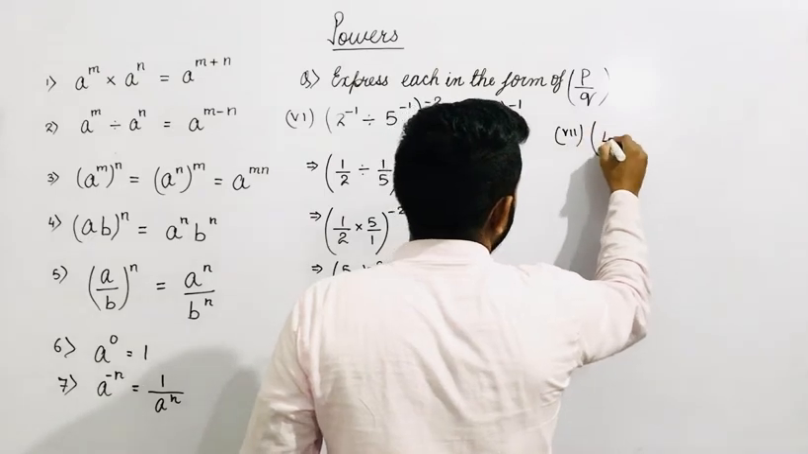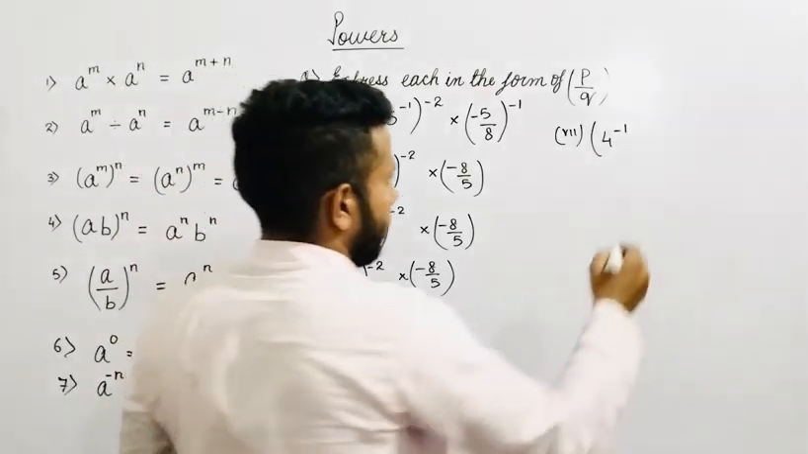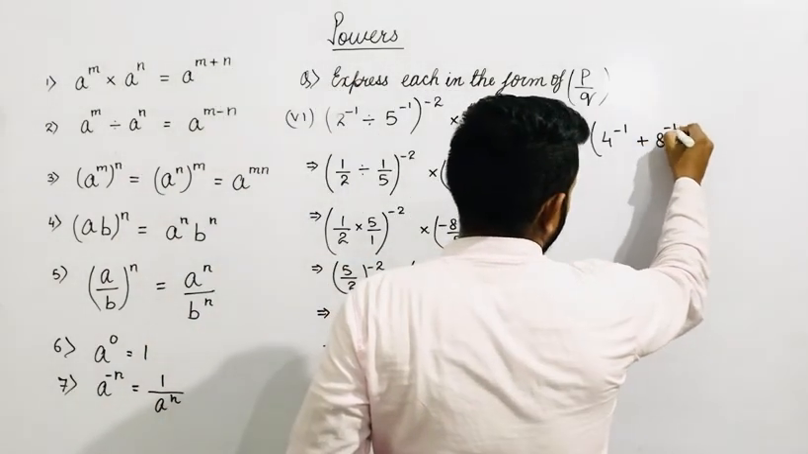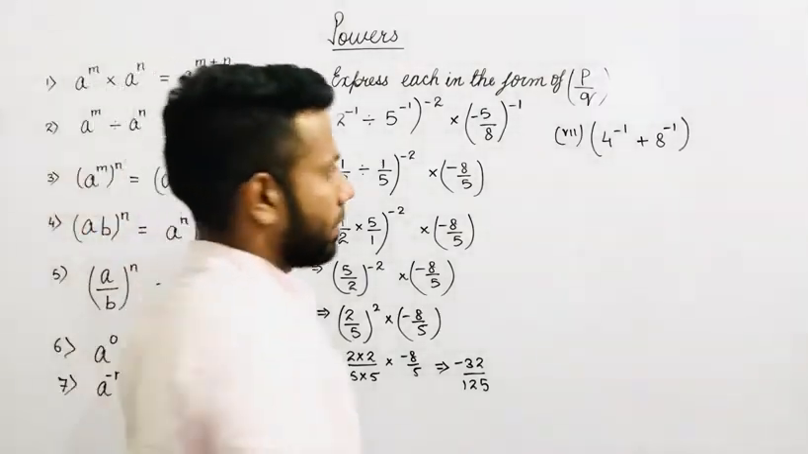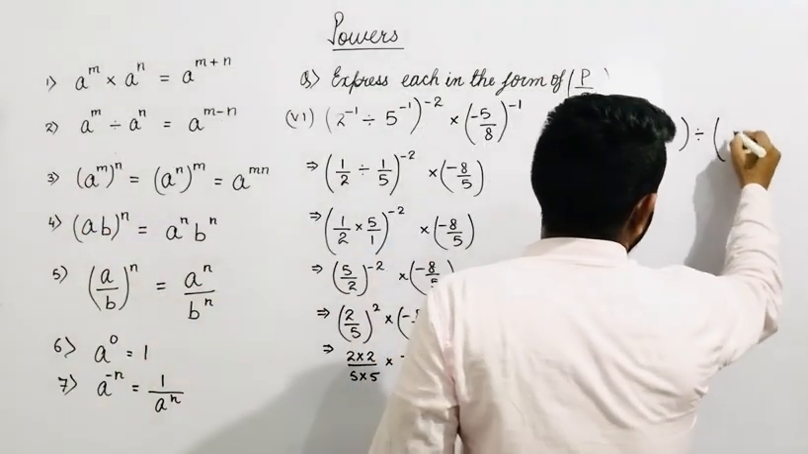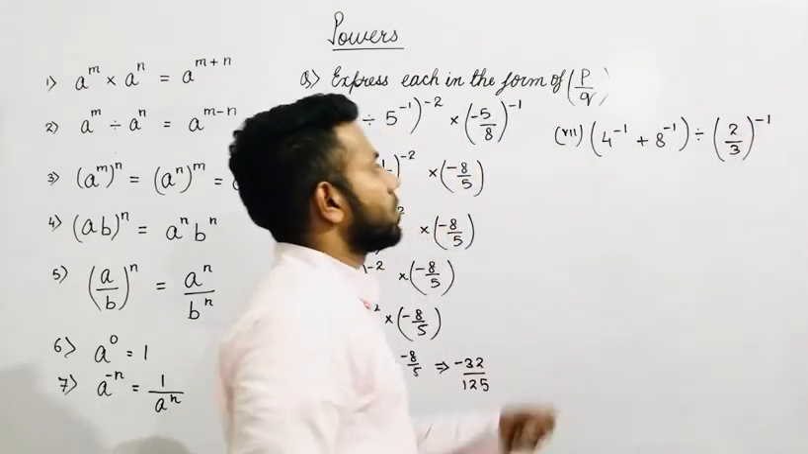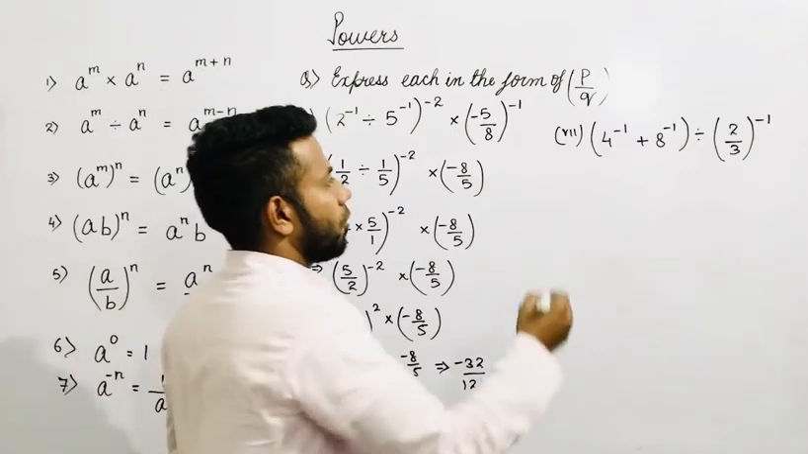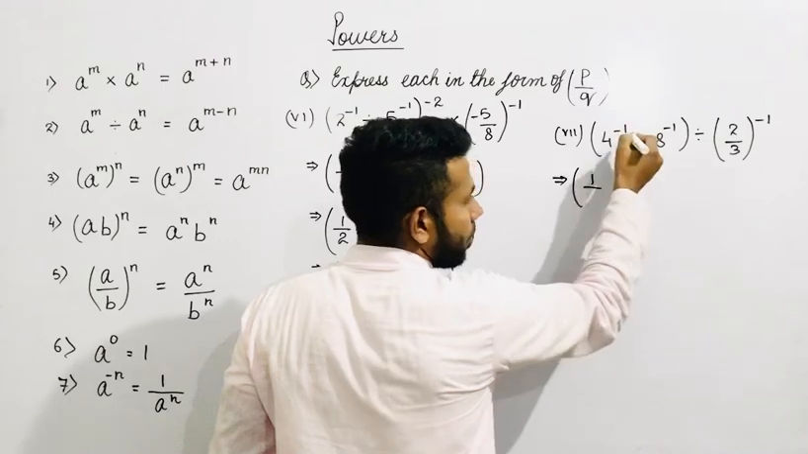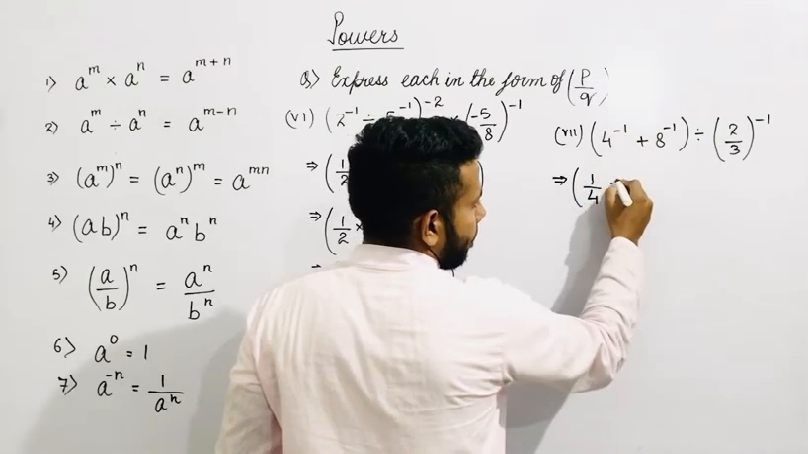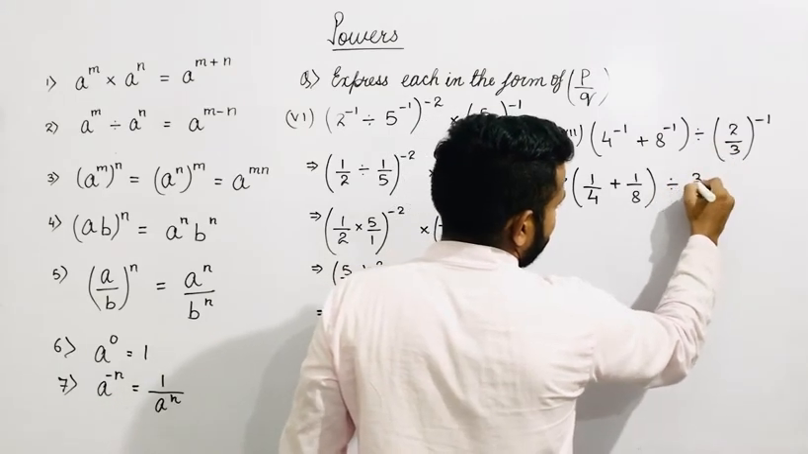It is 4 to the power minus 1 plus 8 to the power minus 1, divided by 2 by 3 to the power minus 1. This is the question that we need to do. So first of all, again we go by the same process. We will convert the negative power into positive. 4 to the power minus 1 means 1 by 4, plus 1 by 8, divided by 3 by 2.